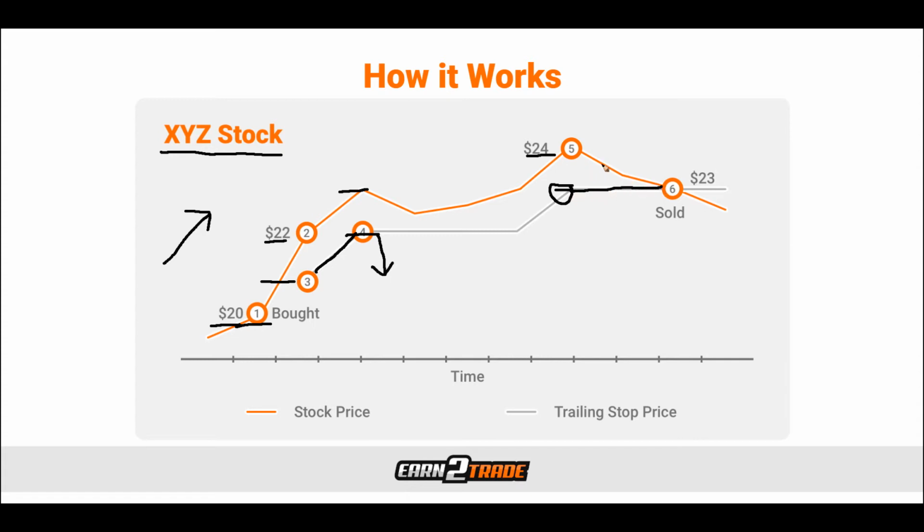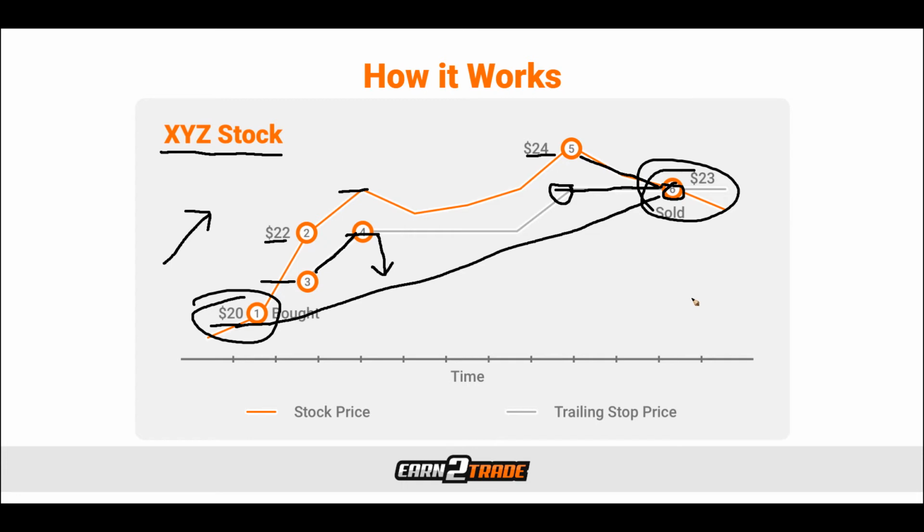It holds its ground. And if price crosses this threshold, if it falls backwards more than the $1 that we allowed, then all of a sudden we have closed out at a price of $23, which means we locked in our gain from $20 at the very beginning to $23. That's the concept of a stop loss in a long scenario.